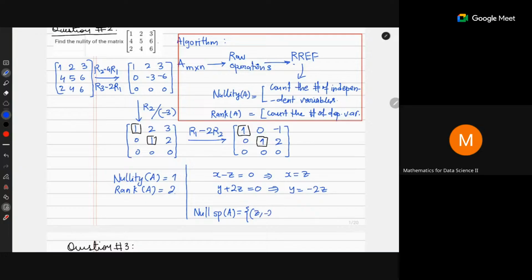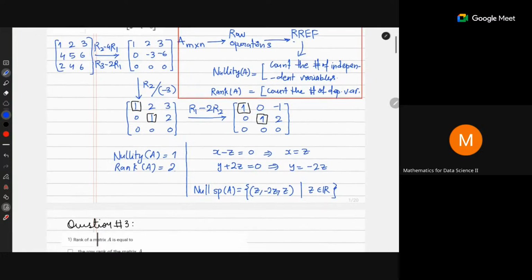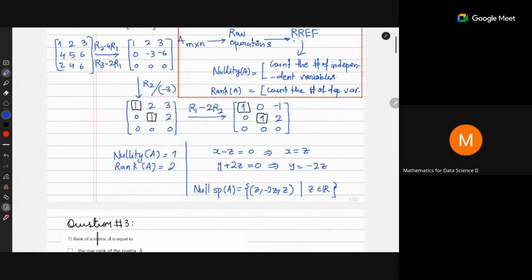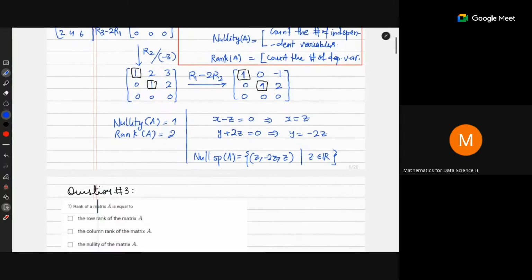Y is my 2Z, and Z is Z, and Z is varying in R. Right? So this is my null space. And if I ask you what is my basis of the null space, that is the second question. So what would be my basis of the null space?